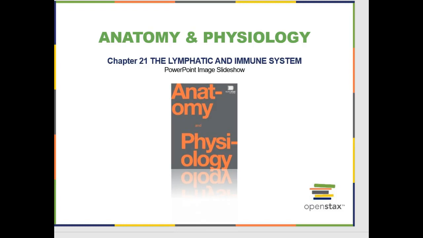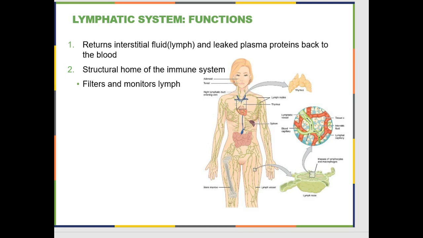All right, here is the lymphatic system. This video is going to be just the lymphatic, and then we'll keep the immune separate. So the first thing that you want to know is actually an open-ended question, be able to describe the two functions of the lymphatic system. So this is returning interstitial fluid, or what is sometimes called the lymph, back into the bloodstream, and then providing a structural home for the immune system.